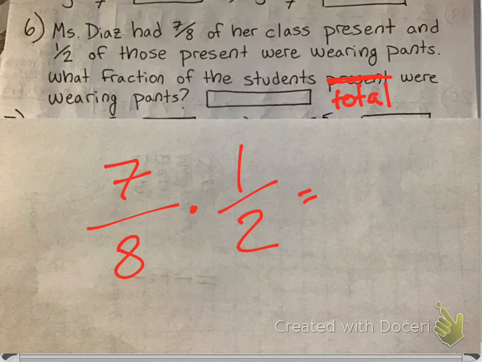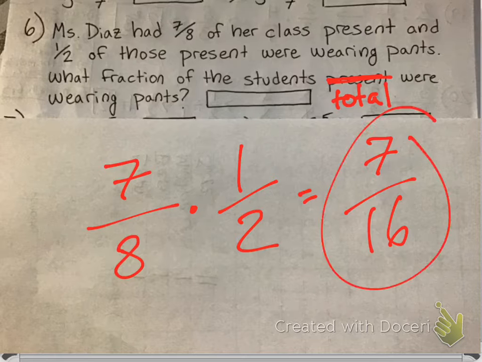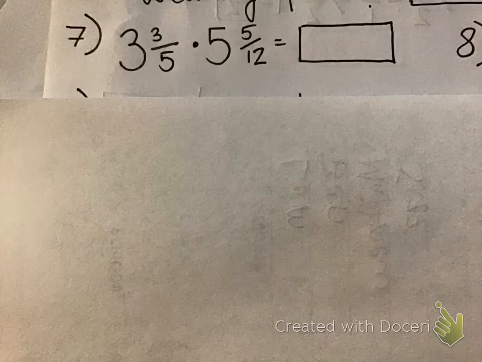Can I cross cancel anything? Nope. So I get 7 over 16. Can I simplify? No. That's it. That's our answer. 7/16. So next one.